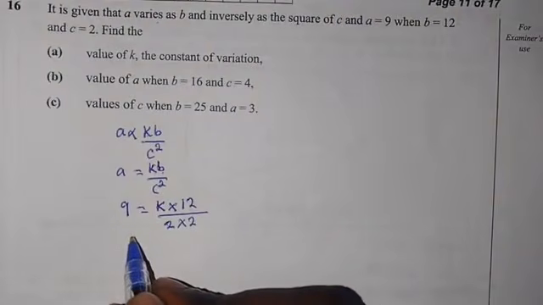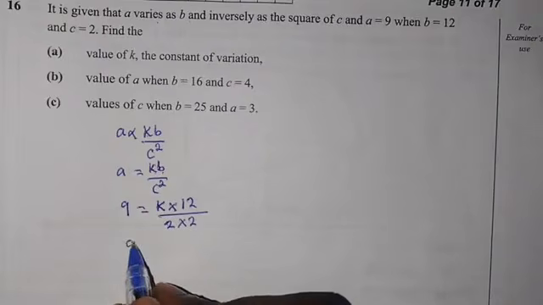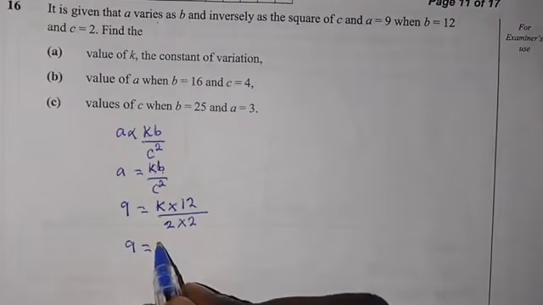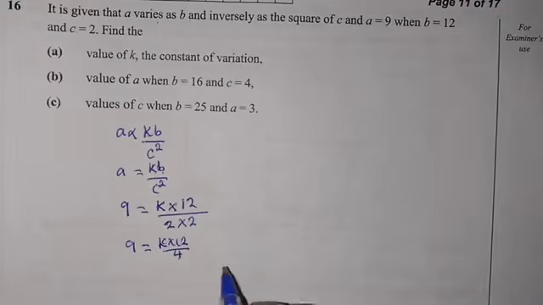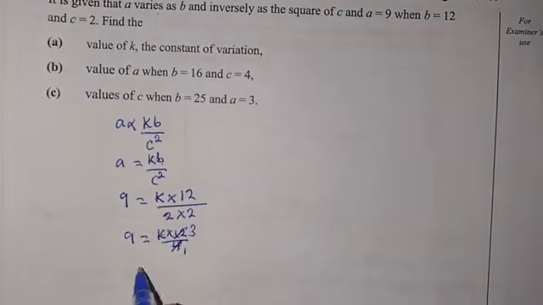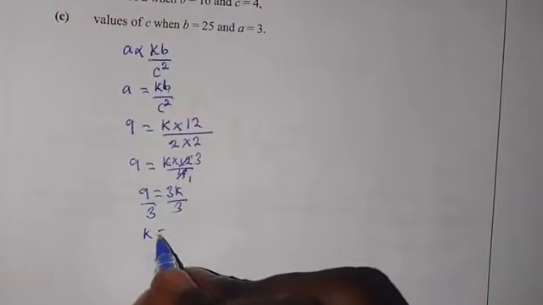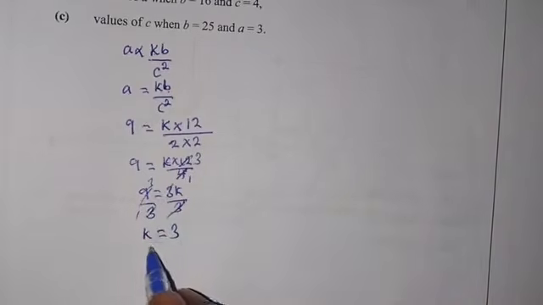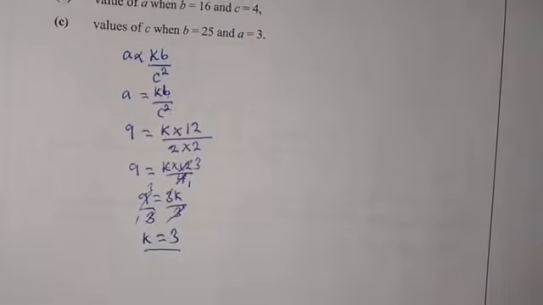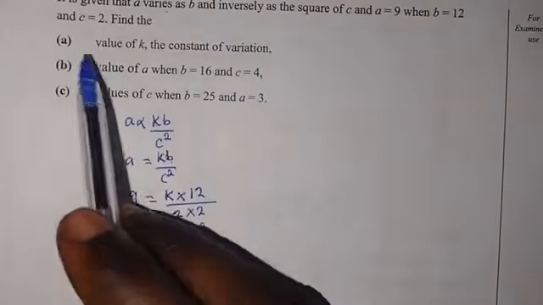So from here, what are we going to do? We can have 9 is equal to k times 12 over 4. So 4 into 12, it's 3. So we have 9 equal to 3k. So you can divide by 3, even here by 3, k, then k is equal to 3, because this and this will cancel. 3 into 9, it's 3. So the value of k is 3. So we have answered our question a here.